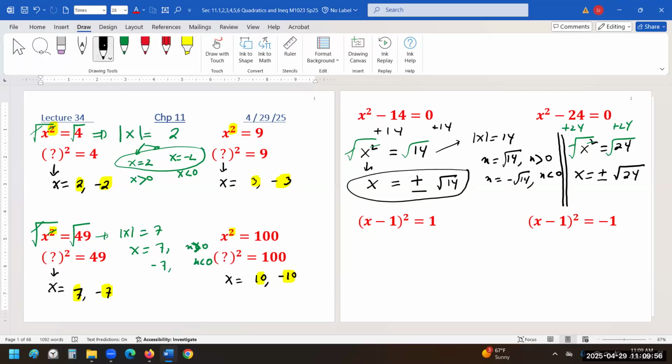But can we stop here? No, because 24 is reducible. Can you divide 24 by a perfect square number? 4. So anytime you can reduce, you must reduce. It's square root of 4 times square root of 6. What is square root of 4? 2. So we have x equals plus minus 2 square root of 6. It means our answer is either x equals 2 square root of 6 or negative 2 square root of 6.